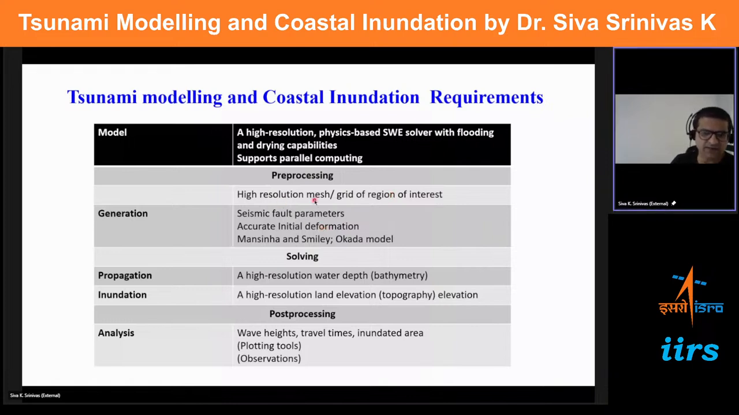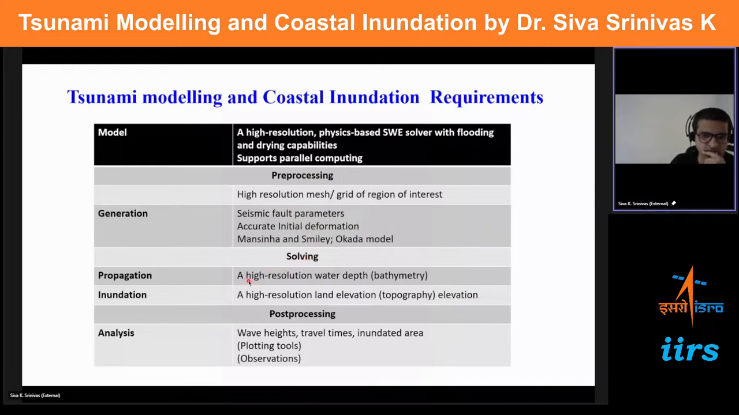Once we have the area of interest and the mesh, we need to have the seismic fault parameters. Tsunami is triggered by an earthquake. Earthquakes have seismic fault parameters. With these seismic fault parameters, we will generate the deformation. To generate deformation, we apply models like Mansinha-Smylie or the Okada model. And for solving, what numerical method am I going to apply: finite difference, finite element, or finite volume?